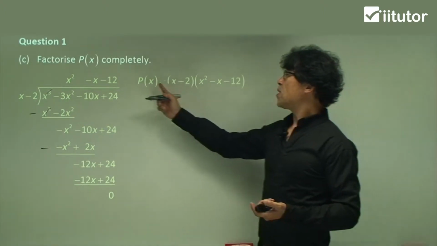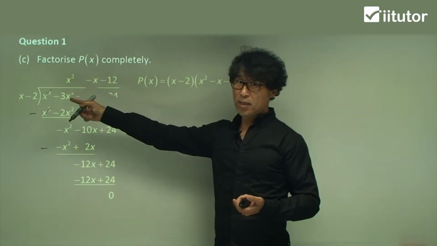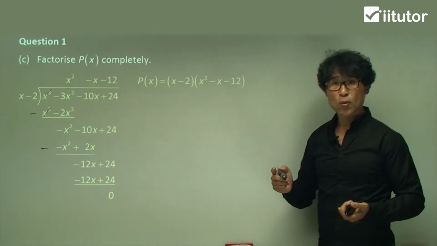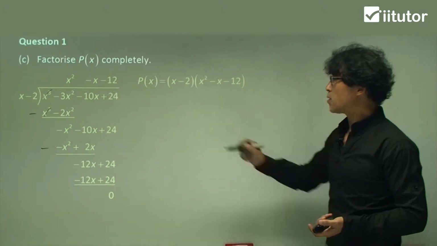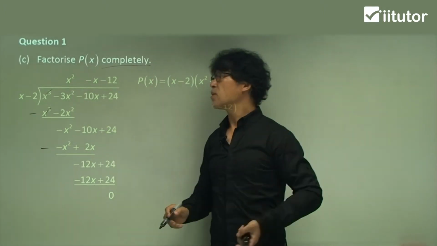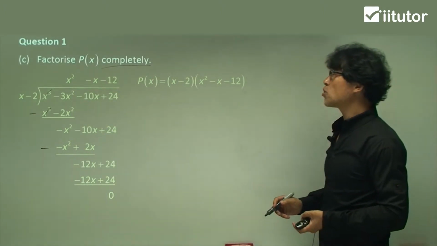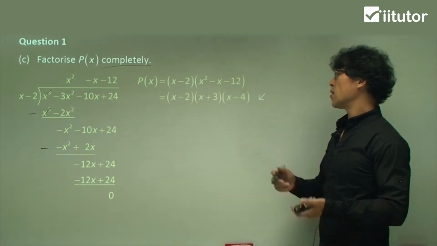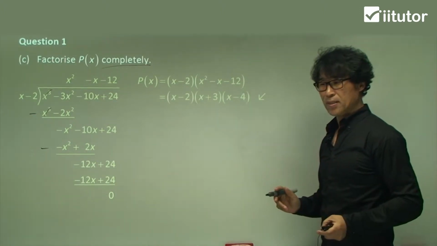Okay, write the expression over here. So P(x) is a multiple of the divisor, which is a factor in this case, times the quotient. The question asks us to factorize it completely. So what are you going to do now? Yeah, we can factorize it again. Okay, so that is completely factorized.